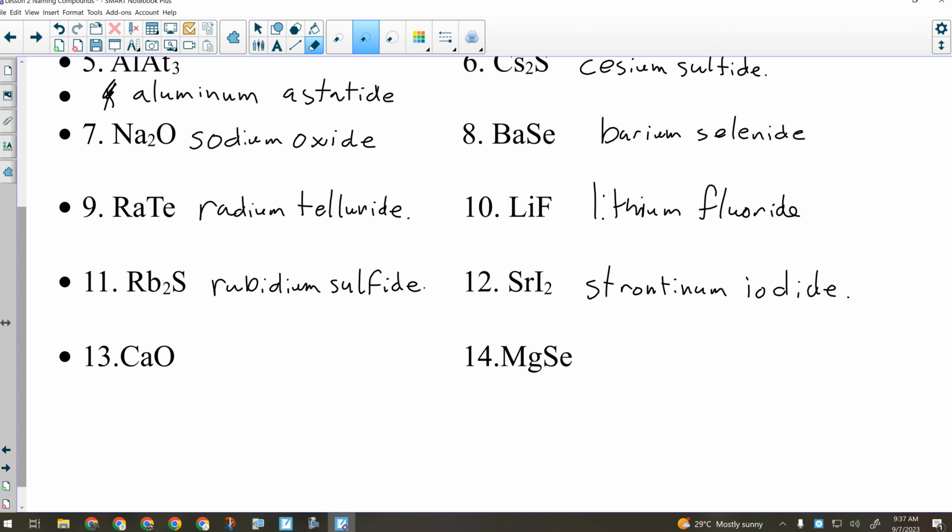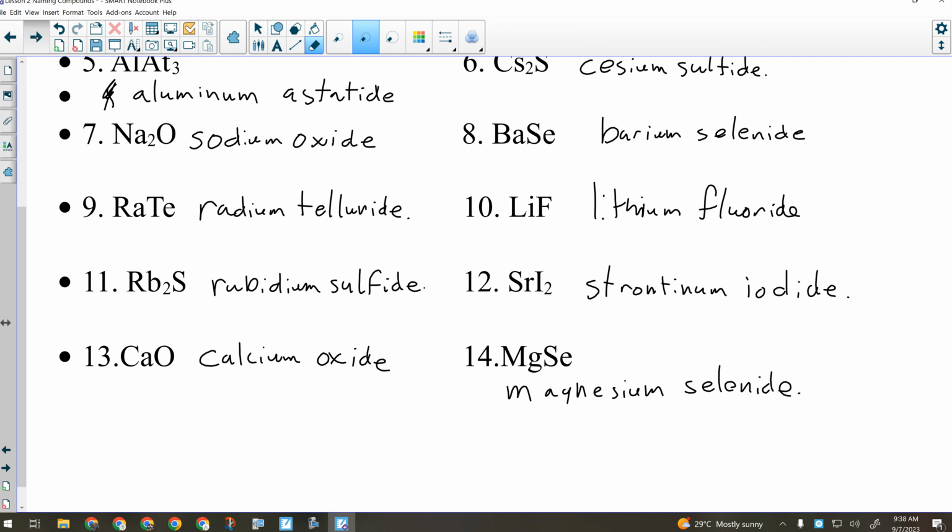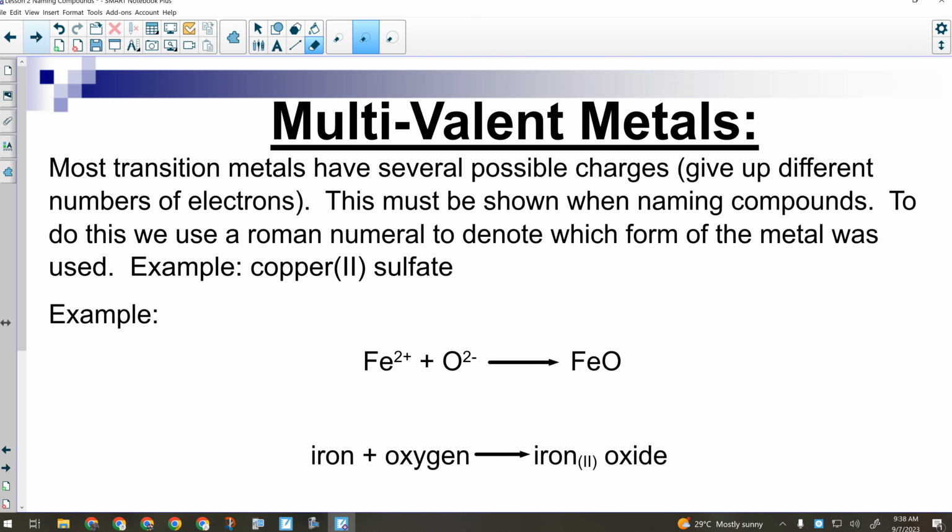Okay, number 13, we have calcium oxide. Okay, and then we have magnesium selenide, or selenamide, either one. Okay, questions on any of those? Okay. Then we got to talk about what happens with our multivalent metals.